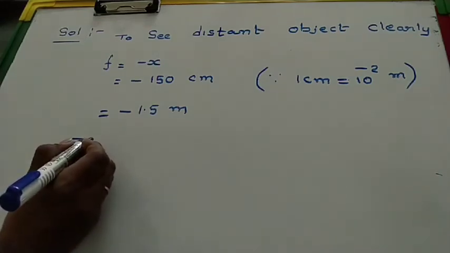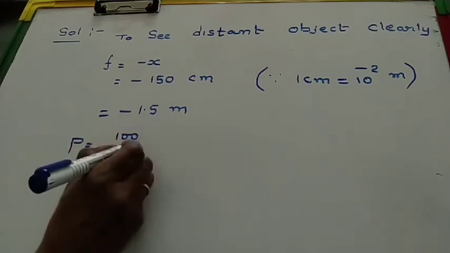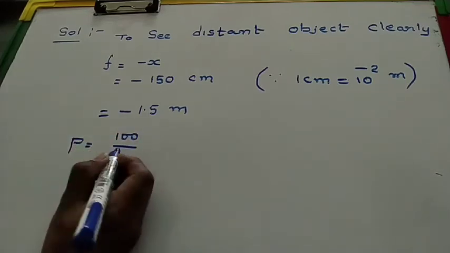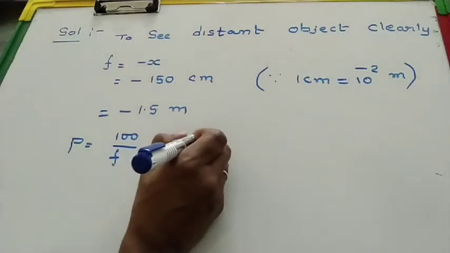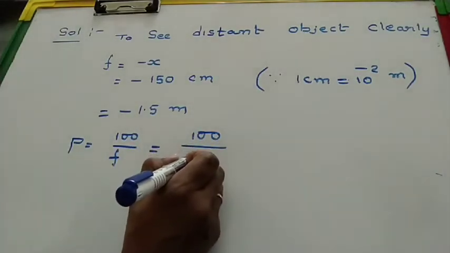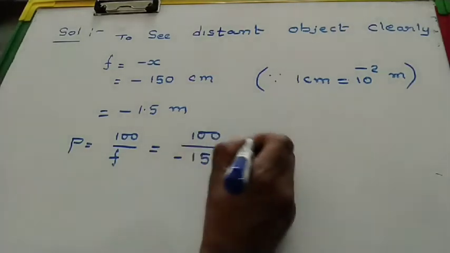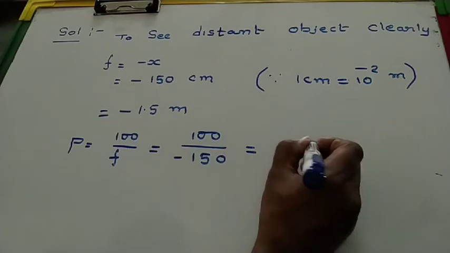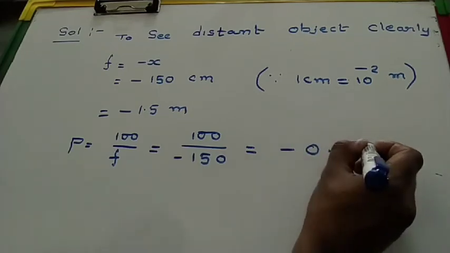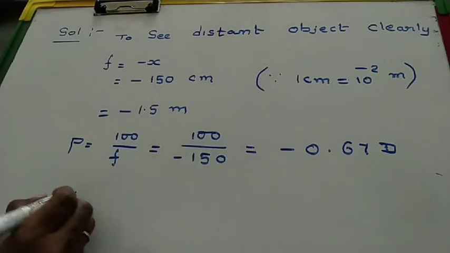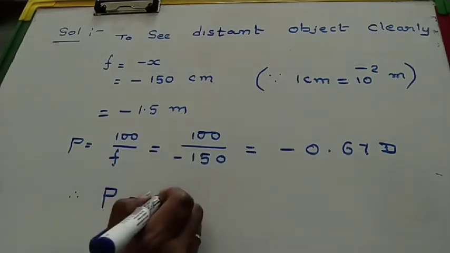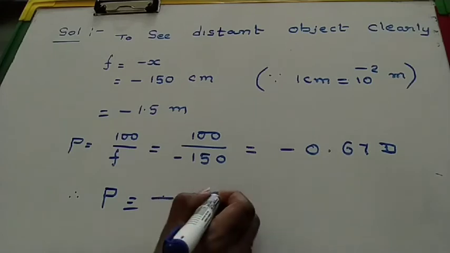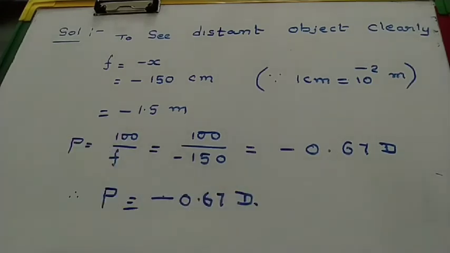Now power is equal to 100 by f, that is equal to 100 by minus 150, that is equal to minus 0.67 diopter. Therefore, power is equal to minus 0.67 diopter. Like this, we have to solve the numericals. I hope you understood how to solve the myopia numerical and the hypermetropia numerical.